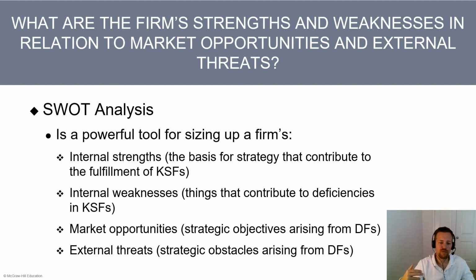So we're looking for these four things. Internal strengths. Internal strengths are the basis for strategy that contribute to the fulfillment of key success factors. Then list internal weaknesses. So strengths and weaknesses are internal things that are specific to the company right now. Internal weaknesses are things that contribute to deficiencies in the key success factors. All right, now market opportunities are those strategic objectives that relate to flux in our environment that's really impactful, right? So our driving forces, objectives that arise from driving forces. And external threats are obstacles that arise from those same driving forces.